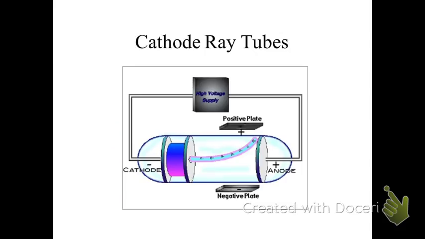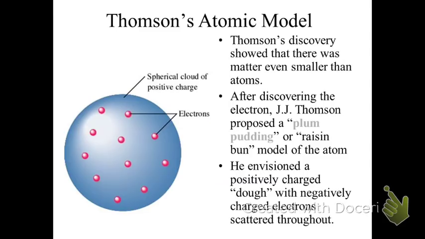So this is a better picture of it because that other one can be confusing. If you notice, the electrons are going towards the positive plate because they are attracted to it, since they are negative and the plate is positive.